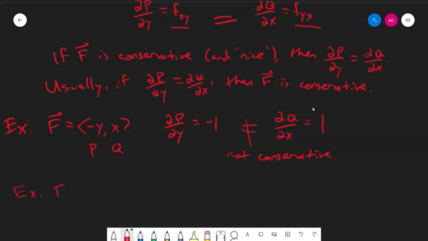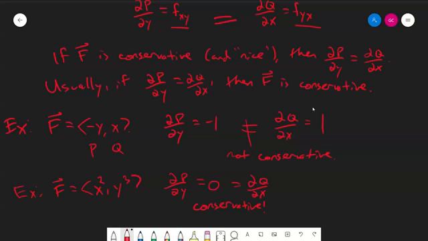On the other hand, if I try the other one that I wrote, which was F is x squared comma y cubed, well, then the partial of P with respect to y is in fact 0, and that's also the partial of Q with respect to x. So it is a conservative vector field.